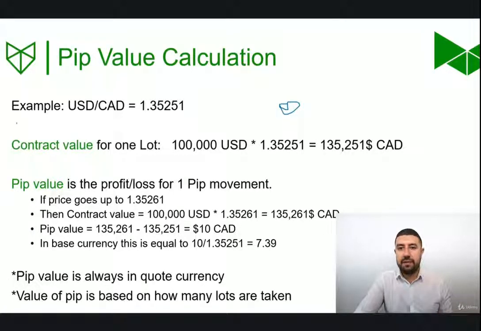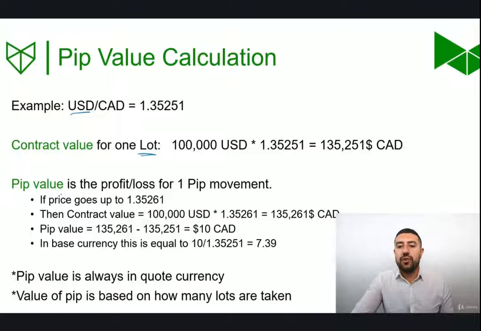For example, let's say you have USD CAD. So this is the current price of USD CAD. Now, how much would it cost us to get one lot of this? Well, we know that one lot, okay, one lot here, is going to be 100,000 of the base currency, which is USD, times 1.35251 is going to give you 135,251 Canadian dollars. That's the contract value. That's how much it's going to cost us to get this one lot, right? And don't worry, we're going to talk about leverage in the next lecture, so you'll know that it's not going to cost you that much.